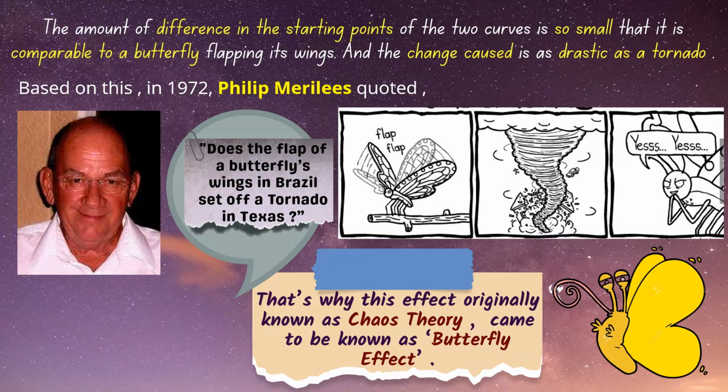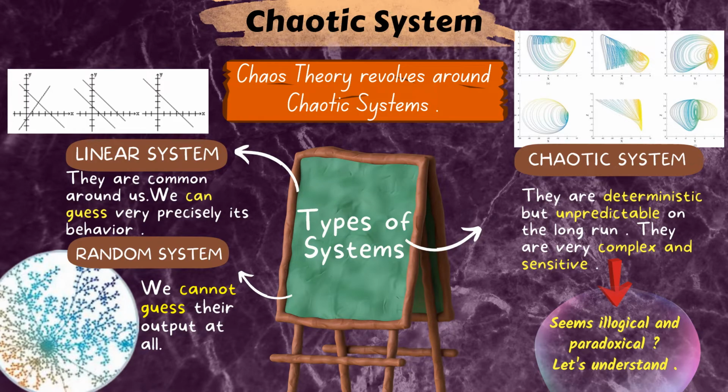Chaos theory is an umbrella term which is based on butterfly effect. Let's have the mathematical explanation of these chaotic systems now. To understand chaos theory further, we need to have the basics of chaotic systems because the whole chaos theory revolves around chaotic systems.